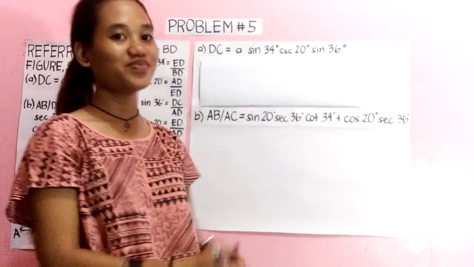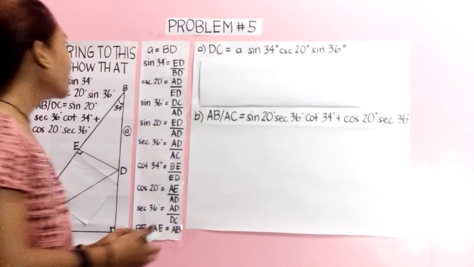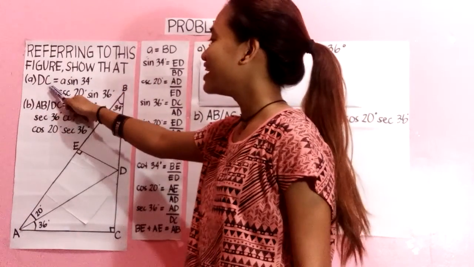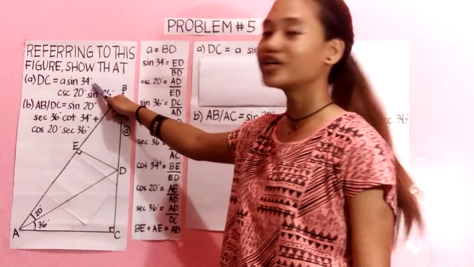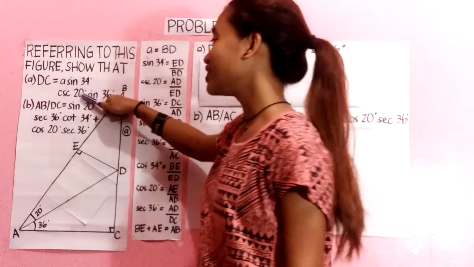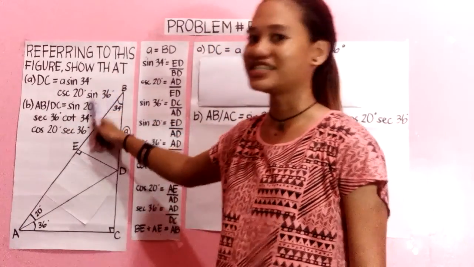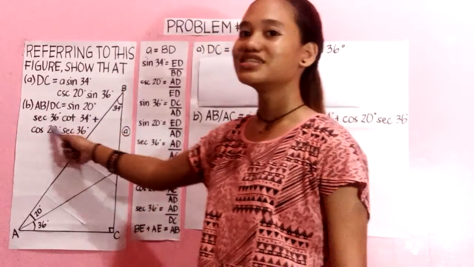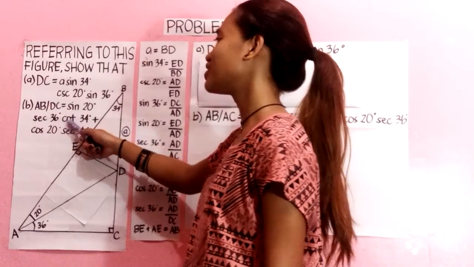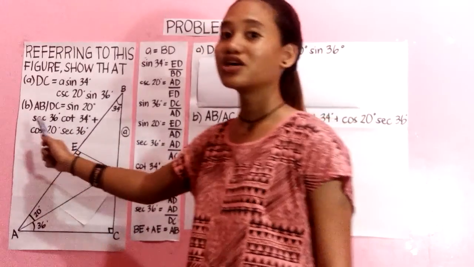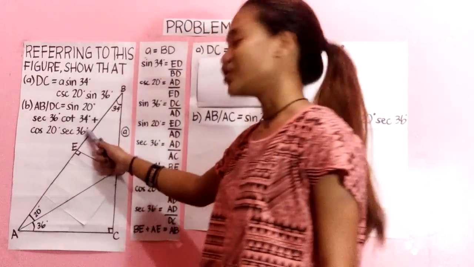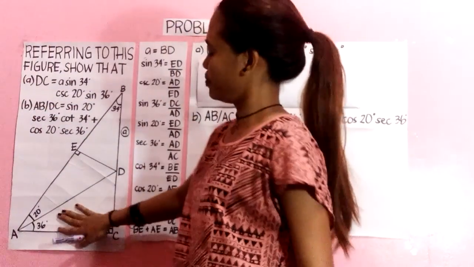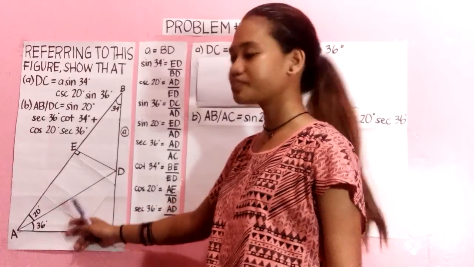I will solve problem number 5. Referring to this figure, show that A, DC is equal to a sine 34 degrees cosecant 20 degrees sine 36 degrees; B, AB over DC is equal to sine 20 degrees sec 36 degrees cot 34 degrees plus cos 20 degrees sec 36 degrees. So, this is the figure shown.